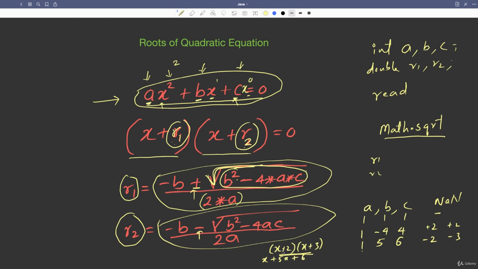So what is x plus 2? x is minus 2, and here x is minus 3. So that's why we get the values as minus 2 and minus 3. That's it. I have explained what you are supposed to do in the program. Pause the video here and try the program by yourself. If you are unable to do it, you can continue watching and I will show you the program.